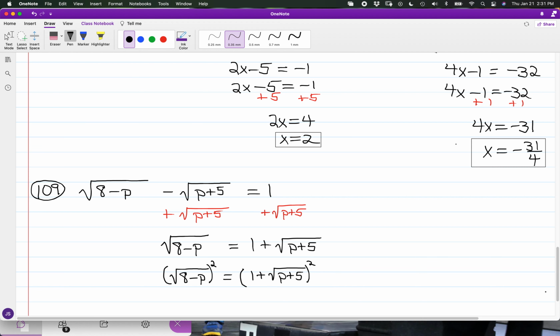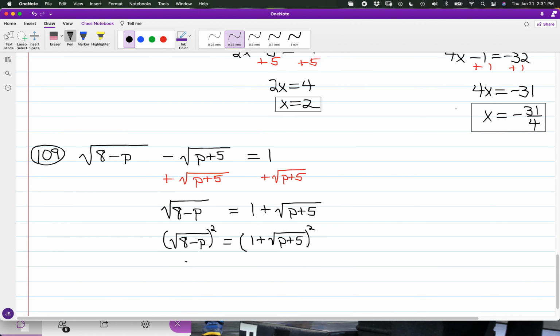Okay, so we have the left-hand side at 8 minus p. Now, for what we have to the right, I have (1 plus the square root of p plus 5) squared, so I have 1 plus the square root of p plus 5 times itself.